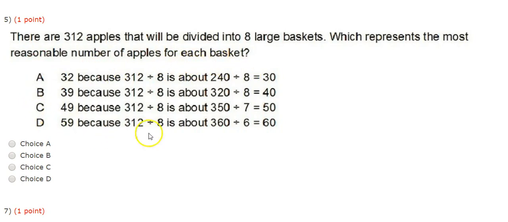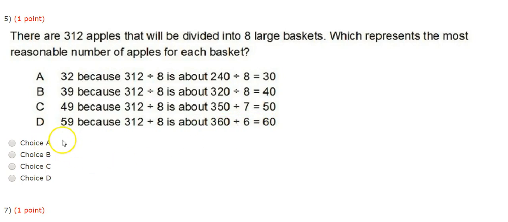So use compatible numbers for this. A, the answer is 32 because 312 divided by 8 is about 240 divided by 8, which is 30. B, 39 because 312 divided by 8 is about 320 divided by 8 using compatible numbers, which is 40. C, 49 because 312 divided by 8 is about 350 divided by 7, which is 50. Or D, 59 because 312 divided by 8 is about 360 divided by 8, which is 60.